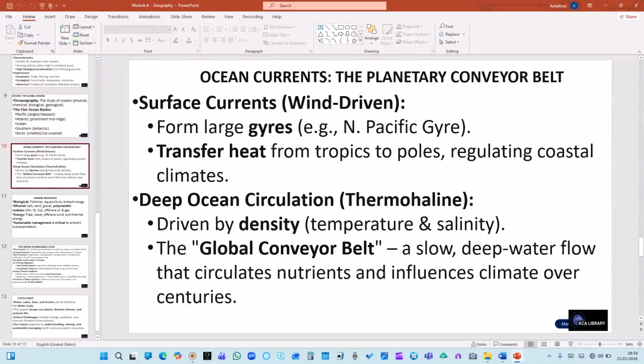Now we have deep ocean circulation, which is thermohaline, driven by density. This type of ocean current is driven by density, that is, temperature and salinity. The global conveyor belt is a slow deep water flow that circulates nutrients and influences climate over centuries. So these are the two major ocean currents that we have.